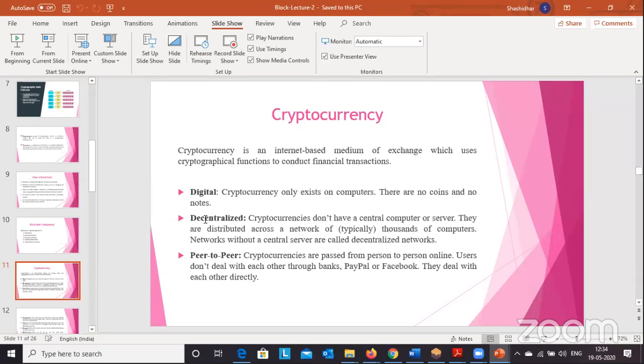So this is not controlled by any banks. Say decentralized. Cryptocurrencies do not have any central computer or server, so they are distributed across the networks. So that is the decentralized network. Now, cryptocurrencies are peer to peer. They are passed from one person to another person online. Here users do not deal with each other through banks. So that is the peer to peer.